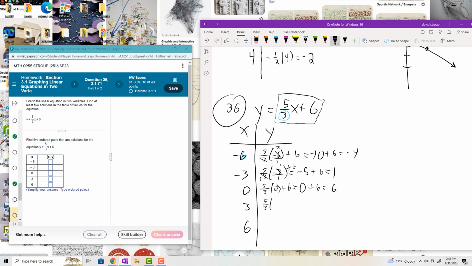I have 5/3 times 3 plus 6. So here the 3's cancel. And then I'll just have 5 plus 6, which is 11. And then 5/3 times 6 plus 6. 3 goes in the 6 2 times, and then 2 times 5 is 10. Okay, I'm going to pick these 2 points to plot.